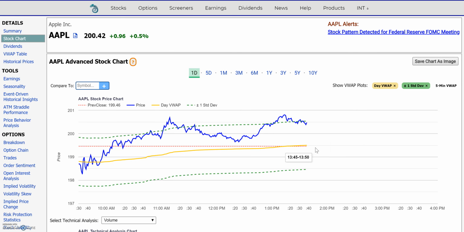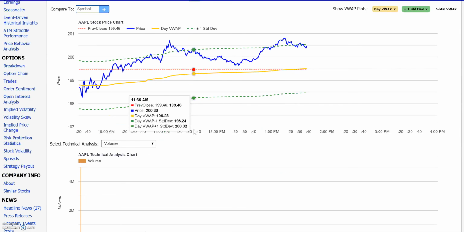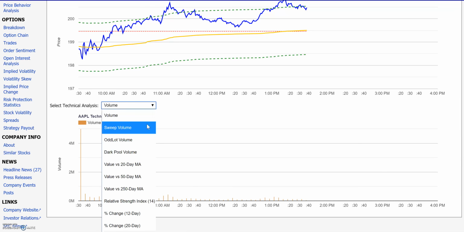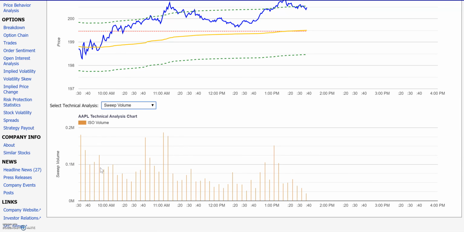Another thing you might want to look at is the volume and how the volume progressed throughout the day. And if you look at the sweep orders, these are intermarket sweep order volume, which are very aggressive orders that want immediate execution and will go and sweep the top of the book of all the major lit exchanges. So you want to pay attention over here.